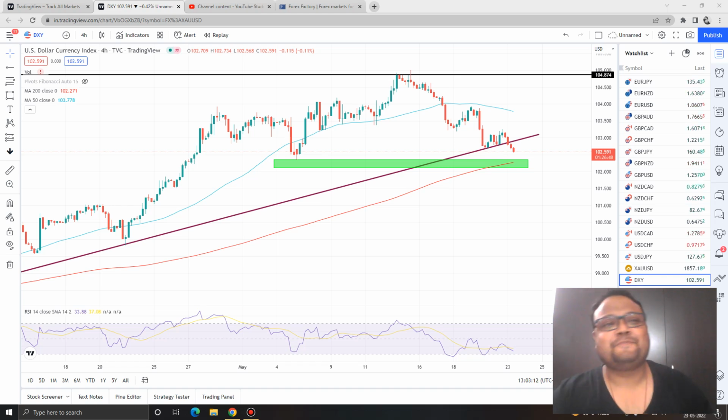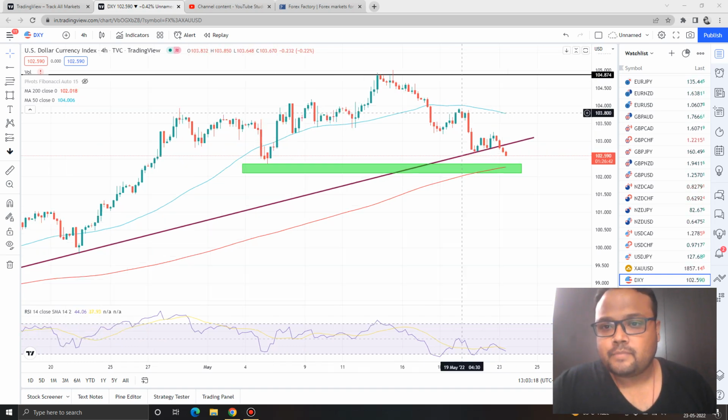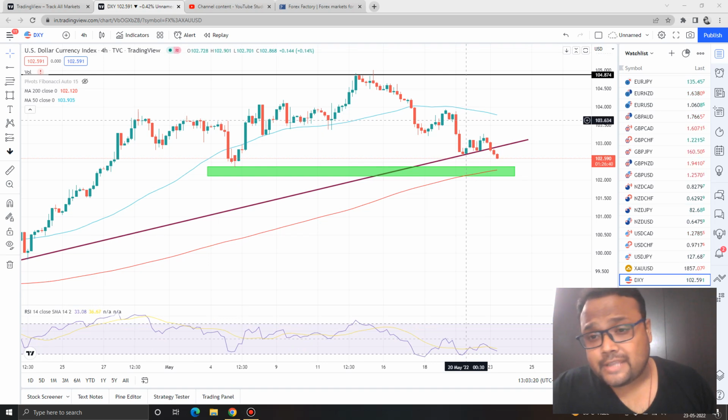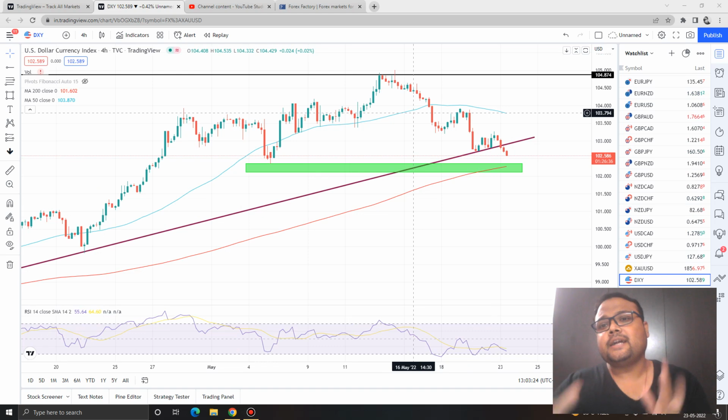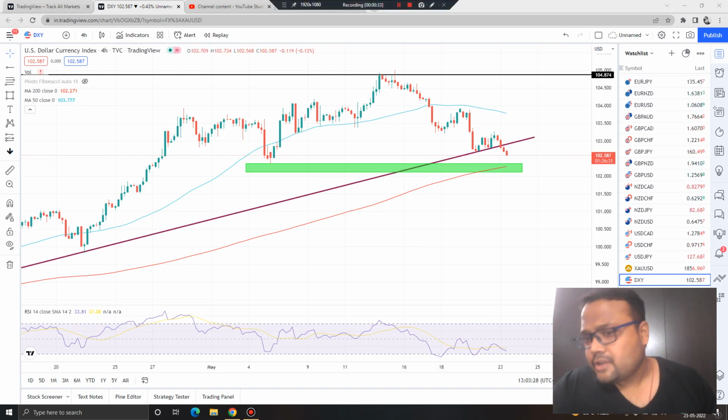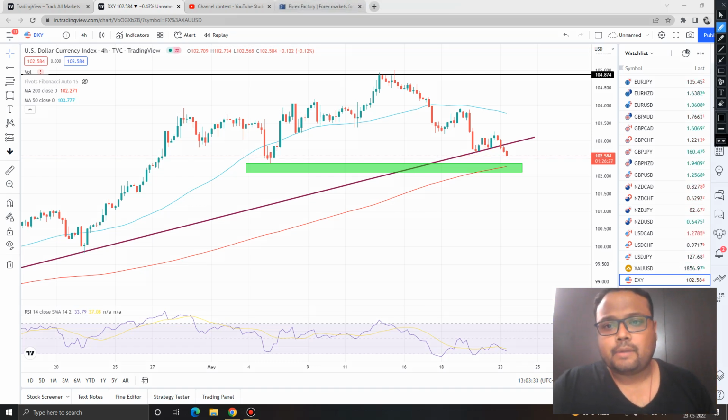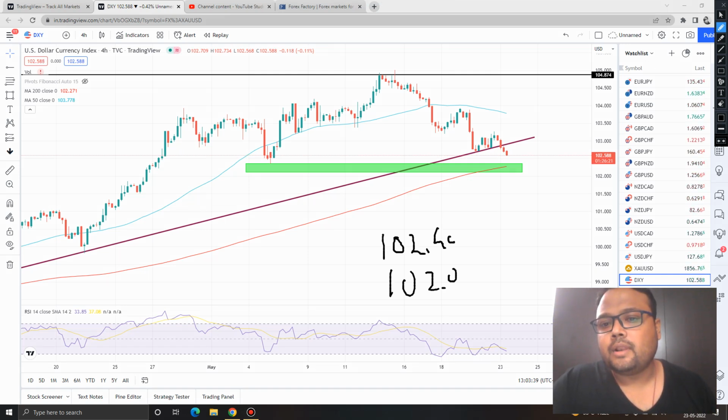So let's get started. After the market opening, we can see further correction on the chart of DXY. And as you can see, the DXY is right now standing at 102.59, and yes, the correction is continuing on the chart here. If you have watched my previous videos on GBPUSD or EURUSD, I have talked about the important, critical level of 102.40 to 102 level here.